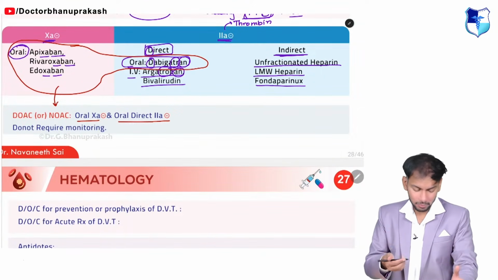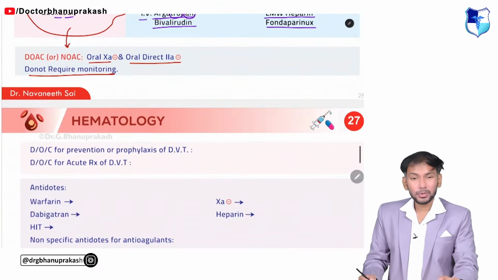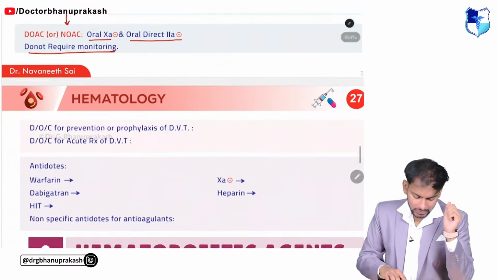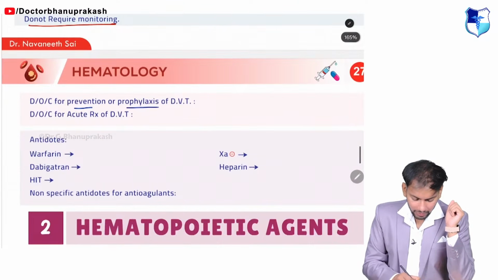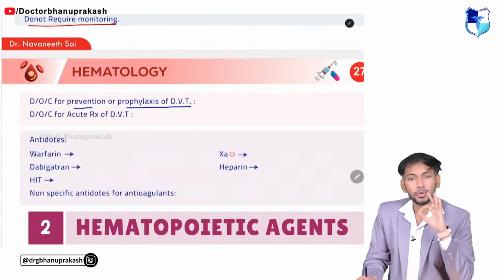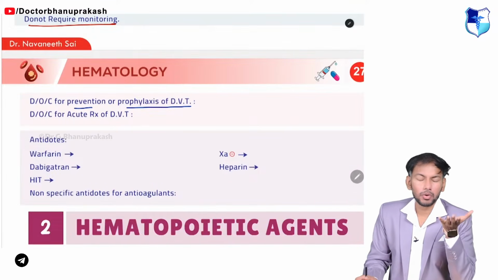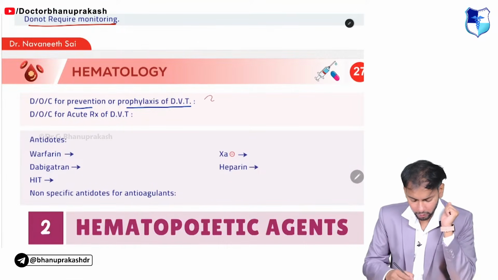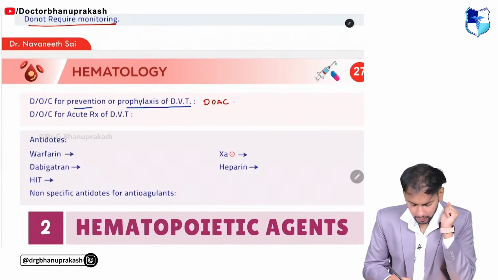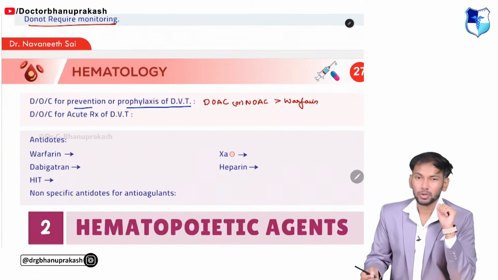Why are we preferring this? Because it does not require any kind of monitoring. Now, coming to the drug of choices. What is the drug of choice for prevention or prophylaxis of DVT? DVT is a venous thrombi, so you will use anticoagulants. Obviously you have to give an oral drug. Will you give warfarin? See, warfarin requires a lot of monitoring. That is why you will give DOACs or NOACs. If you don't have DOACs or NOACs, then you will give warfarin. That's all. Before it used to be warfarin. Now we are preferring DOAC and NOAC.